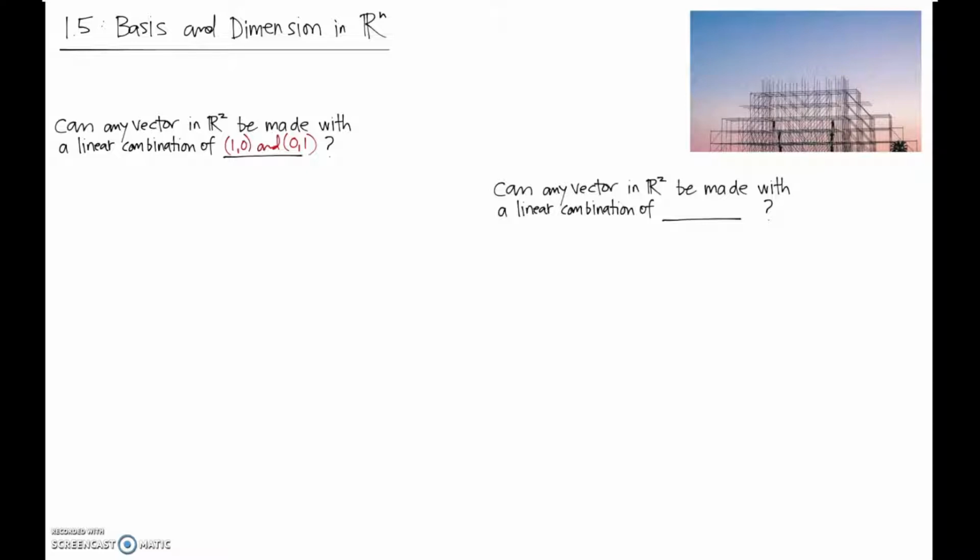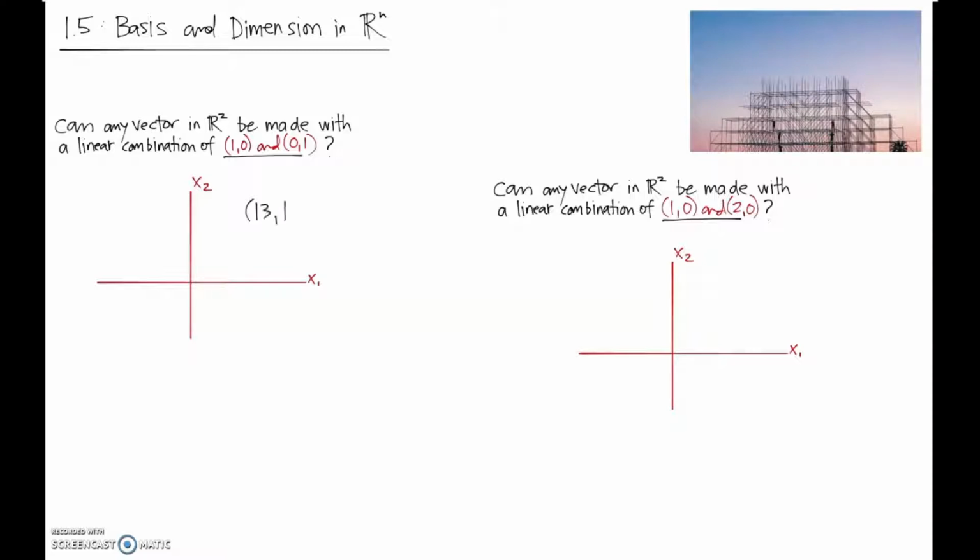And along with that question, we're also going to ask at the same time, can any vector in R2 be made with a linear combination of the vectors 1, 0, and 2, 0? Okay, so let's see what we're even talking about when we say this. So for example, let's think about the vector 13, 4. It could be sitting maybe right up here somewhere.